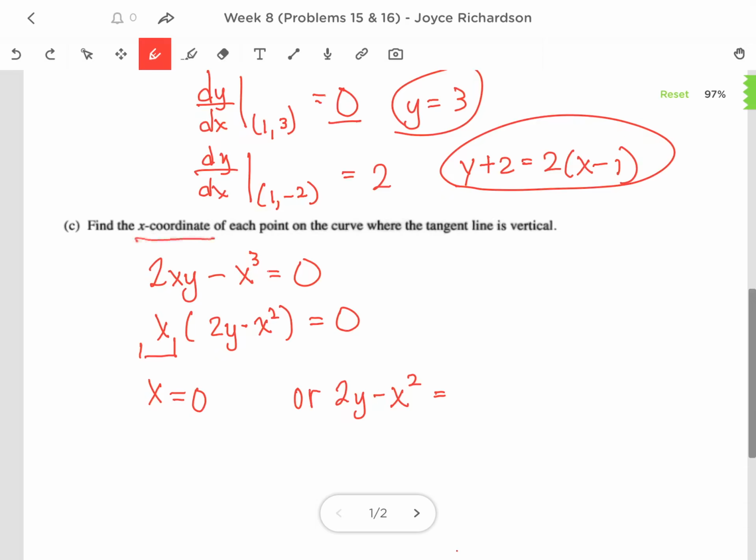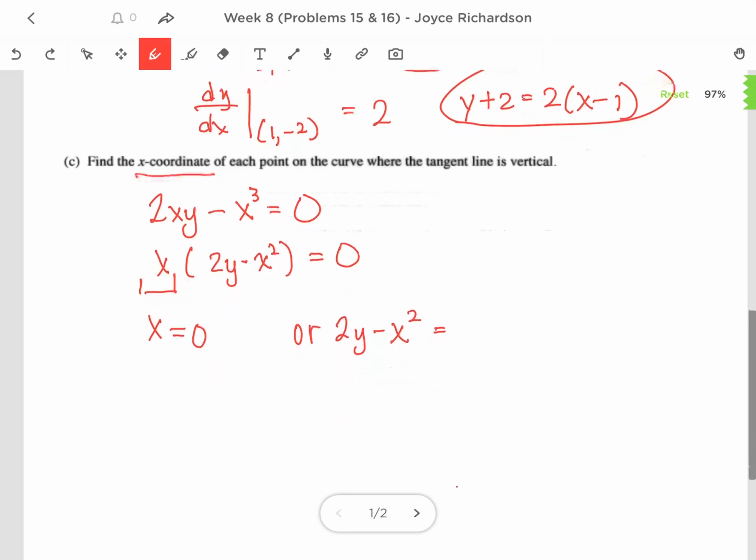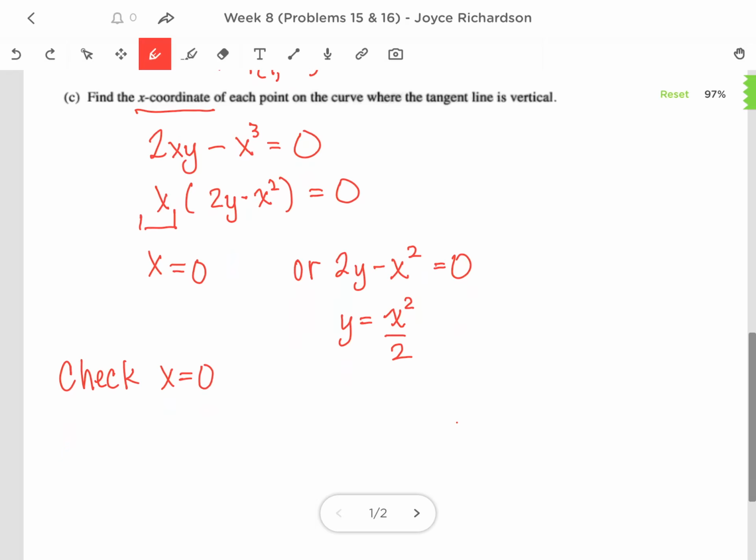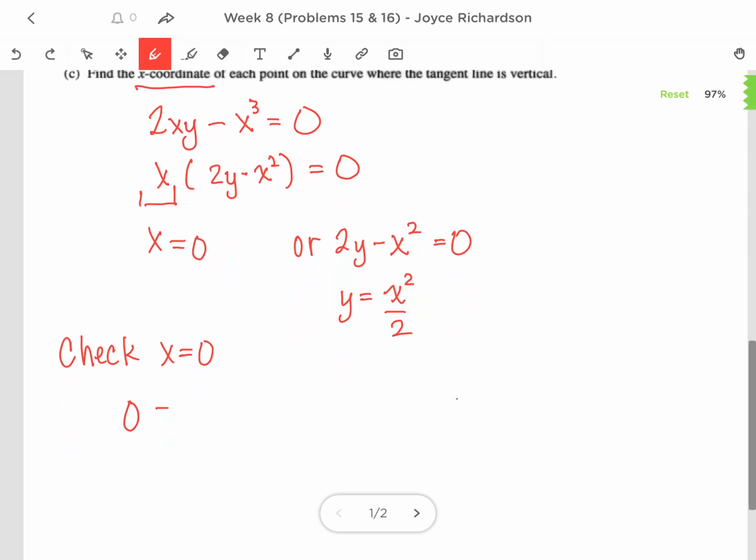Well, if they want you to find the x coordinate, that doesn't mean that they want you to just go and get y equals x squared over 2. That's not what they want. You should actually go and check your answers. So when I check x equals 0 in the original, I end up getting 0 equals 6. This, my friends, is not an option. You should have said, no, x equals 0, not working for me.